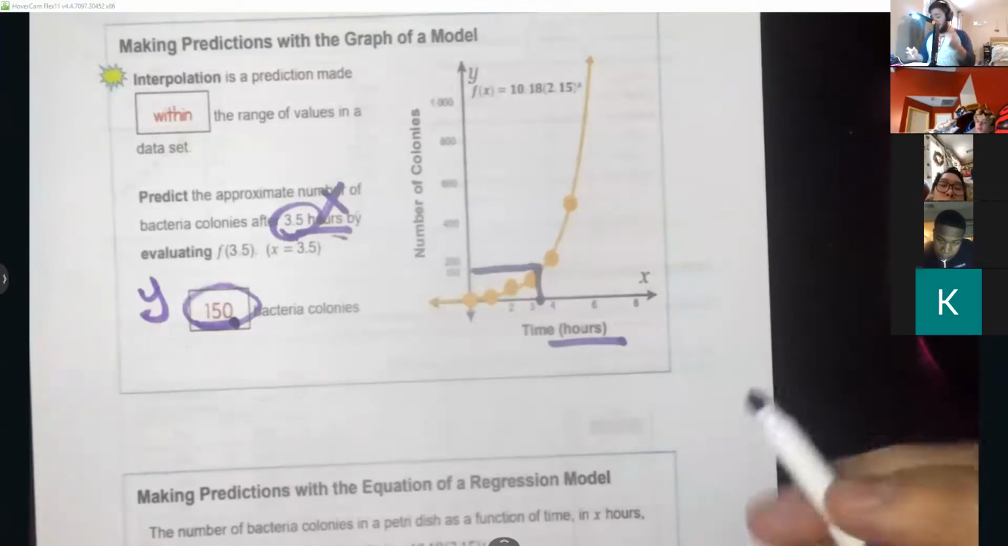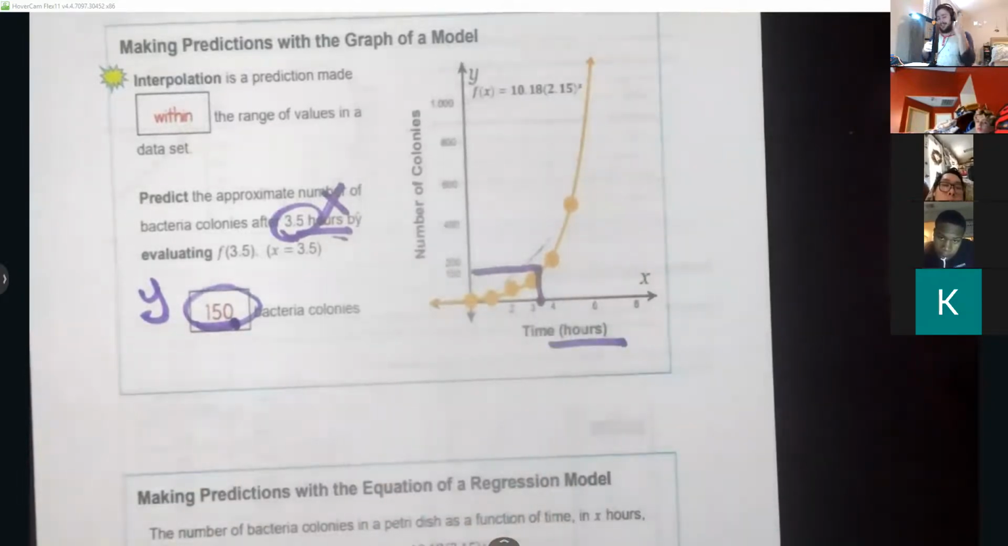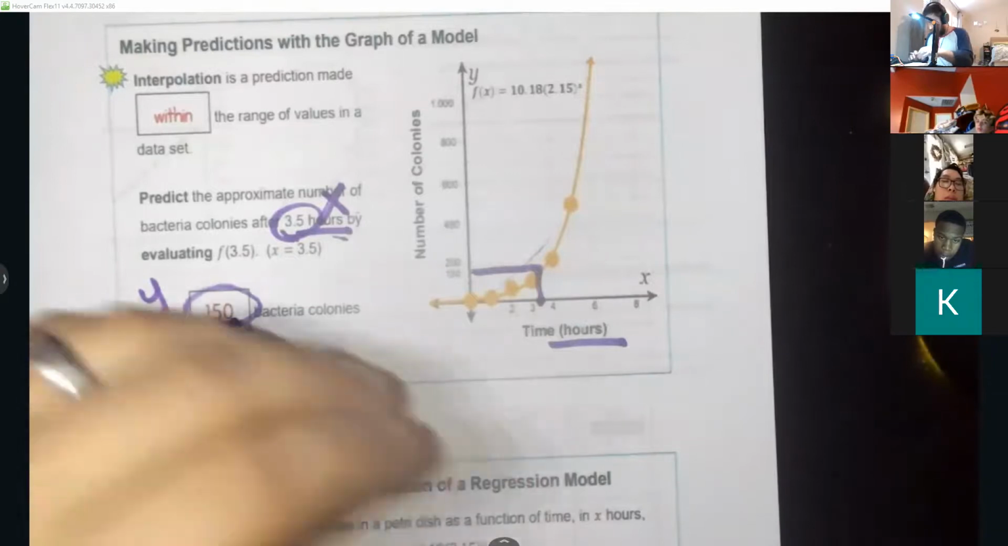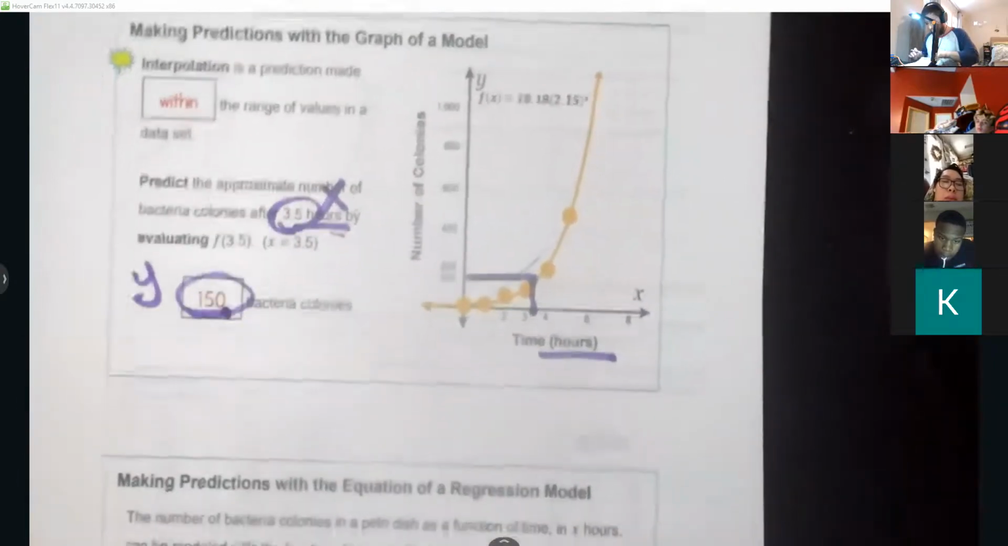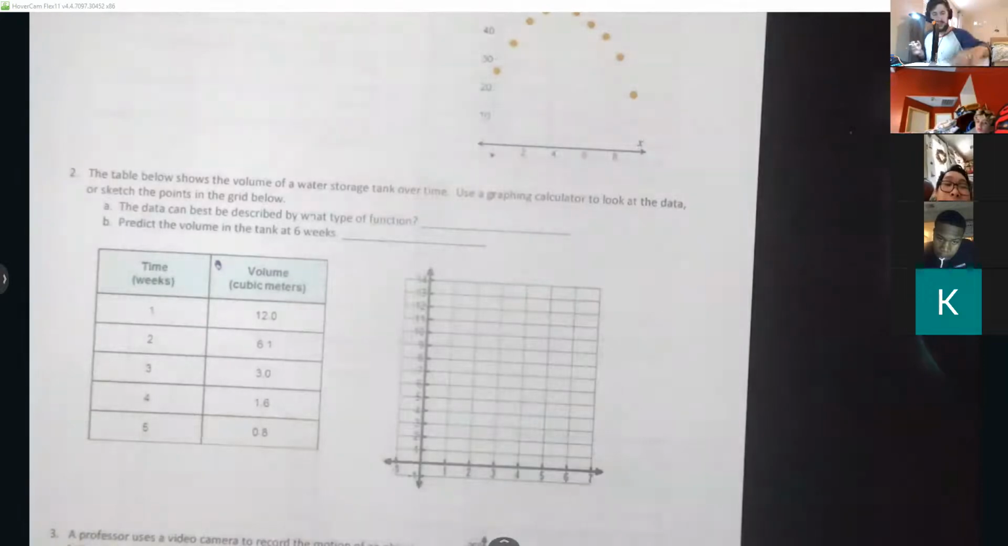So we need to be able to tell, again, what type of function this is from looking at the data, and then be able to make predictions. Those are the two big things that we need to be able to do. All right. I'm going to skip that one. I'm also going to skip that one because that's all about calculator stuff. And let's just jump right into some of these types of questions that we'll see on our assignment this week.